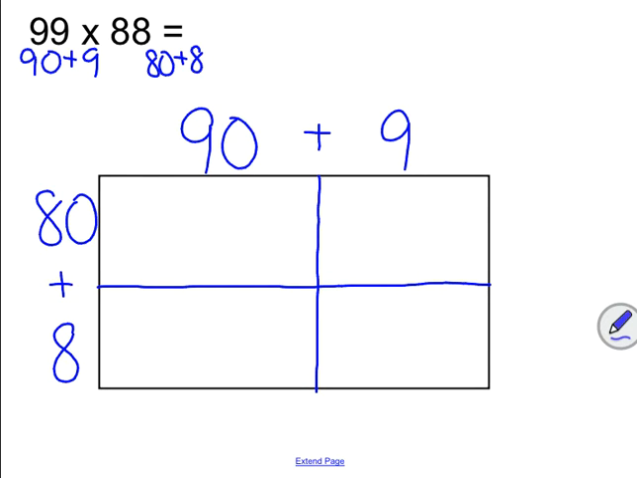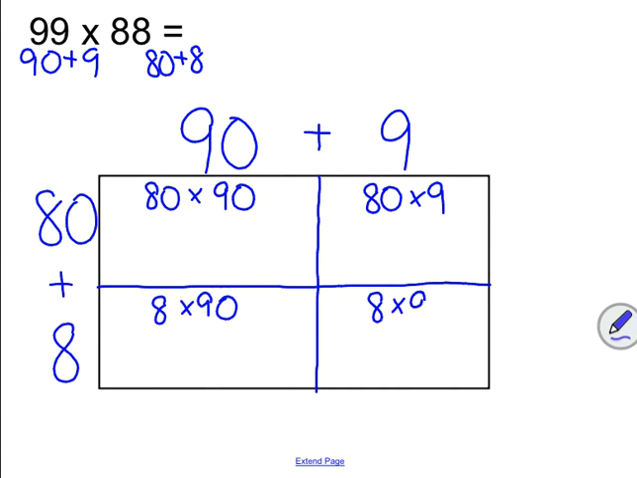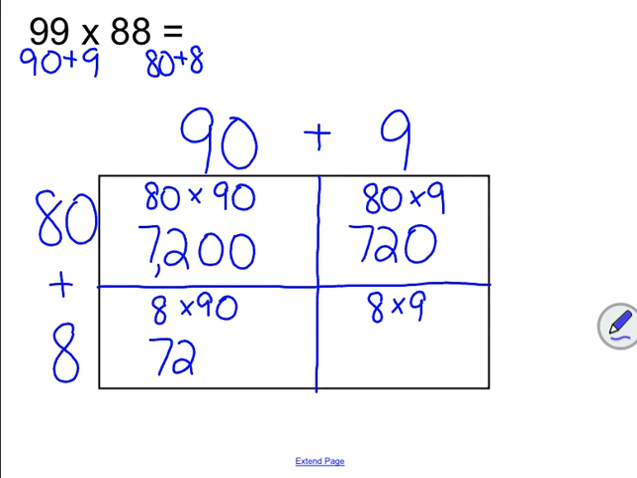All right, and now I need to figure out what two factors I'm going to multiply for each box, for each part. So I have 80 times 90 goes here. 80 times 9 goes here. 8 times 90 goes here. And 8 times 9 goes here. So 8 times 9 is 72, with 2 zeros. 8 times 9 is 72 with 1 zero. 8 times 9 is 72 with 1 zero. And 8 times 9 is 72.